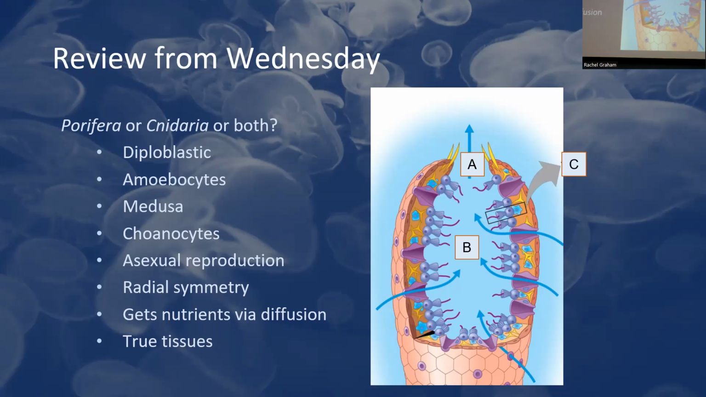Cnidaria only. So I want to clarify, I said on Wednesday that true tissues meant that they had to have a specific function, but I read more about it, and I want to correct what I'm saying. They have to be separated from other tissues by a number of layers. And so that's another reason that Porifera don't have true tissues, they don't have a separation of one layer from another layer. Okay, what is A in the picture of this Porifera? What is A?